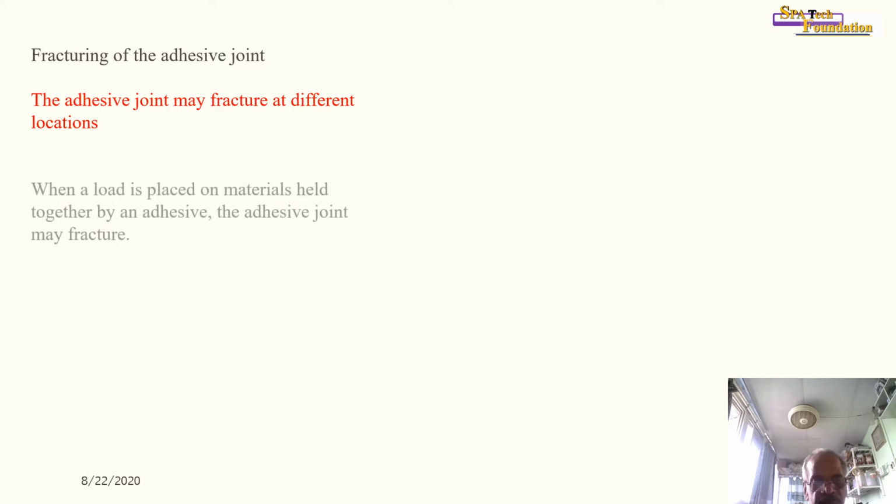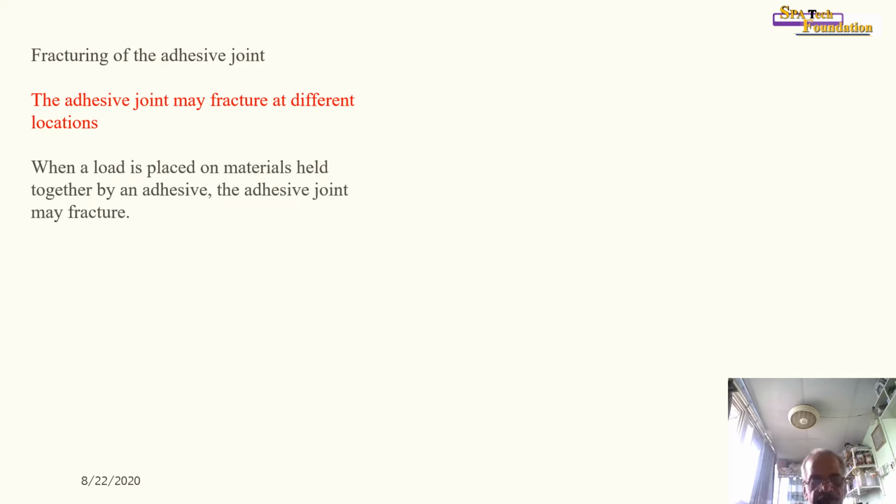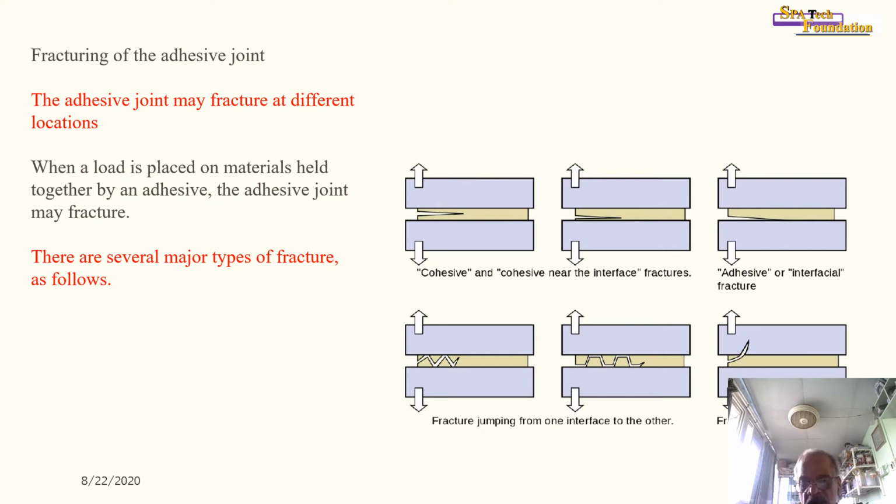Fracturing of an adhesive joint. The adhesive joint may fracture at different locations. When a load is placed on material held together by an adhesive, the adhesive joint may fracture. There are several major types of fractures as follows. In this figure, you can see a number of kinds of fracture.